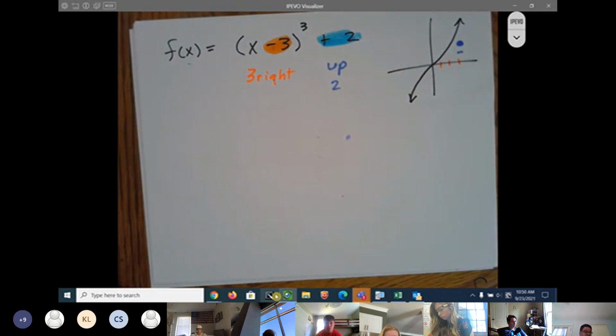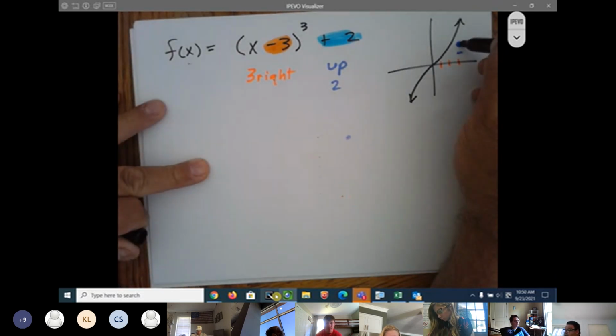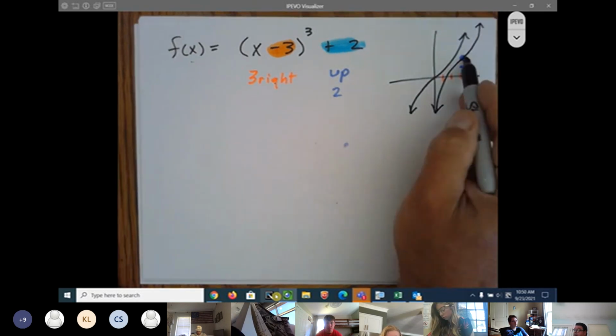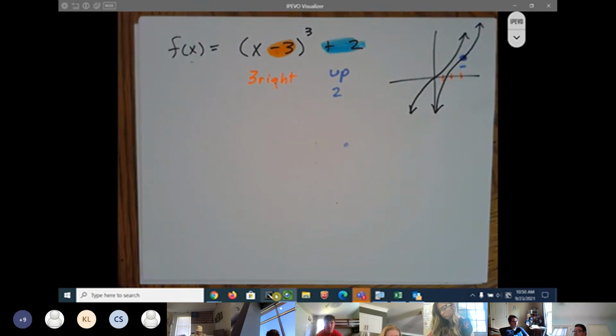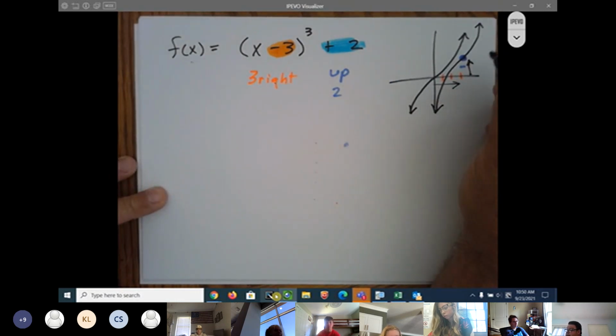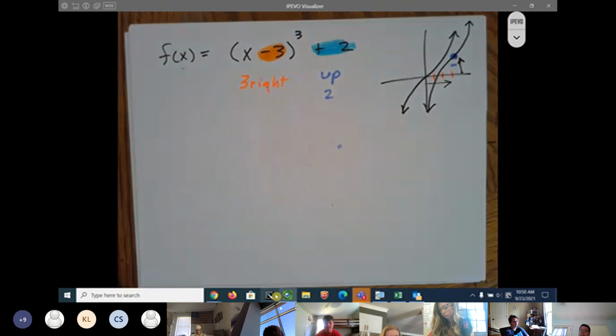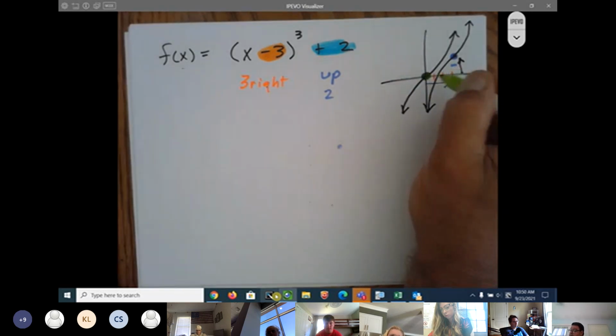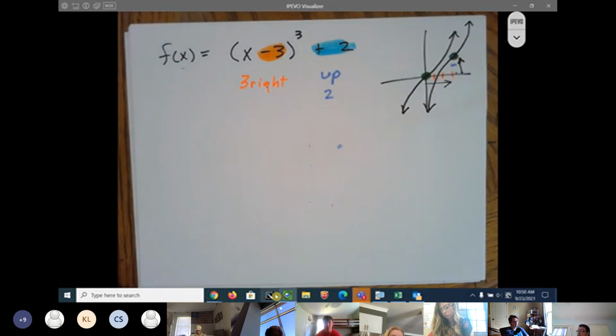And there's our new vertex, which is the center. And that means that we're going to draw our function there. So you got a horizontal shift of 3 to the right and a vertical shift of 2 up. And you're transferring this point right here, the middle of the function, to right there. And that's what 4.1 does.